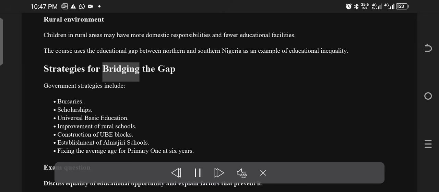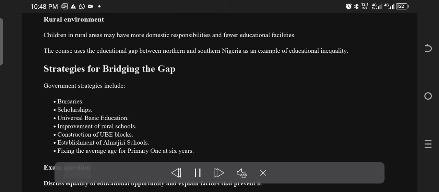Strategies for bridging the gap. Government strategies include bursaries, scholarships, universal basic education, improvement of rural schools, construction of UBE blocks, establishment of Almajiri schools, fixing the average age for primary 1 at 6 years.